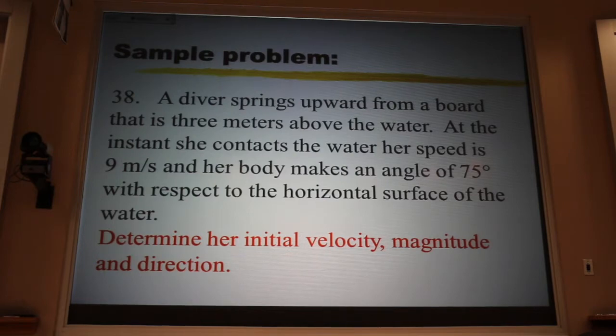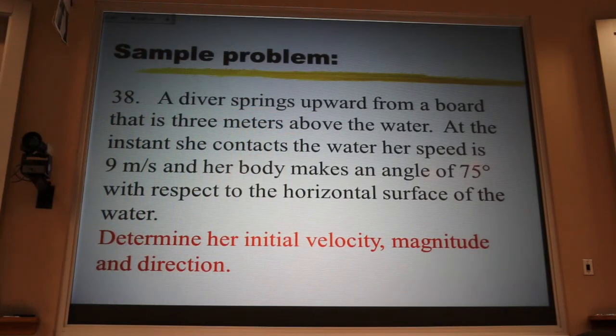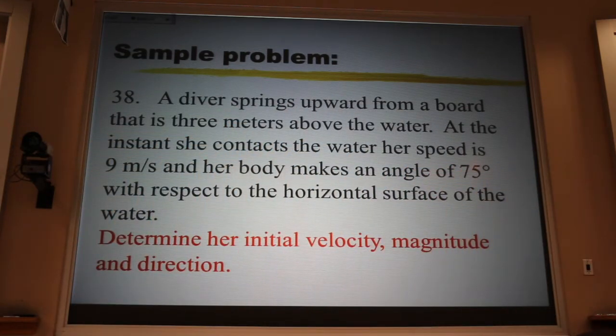We're asked to find the initial velocity vector. Now, a velocity vector, or any vector, has two parts. The magnitude, always a positive number, that's the size. That's represented by the length of the vector. And then the direction. Okay? Now, let's do this problem together.